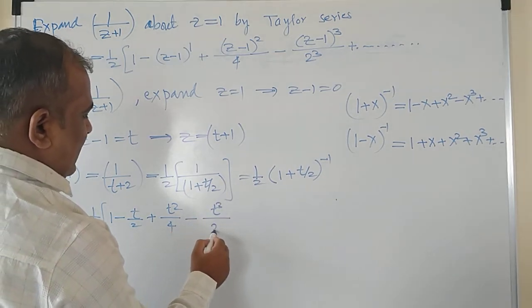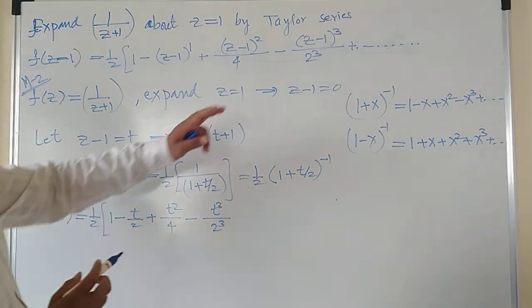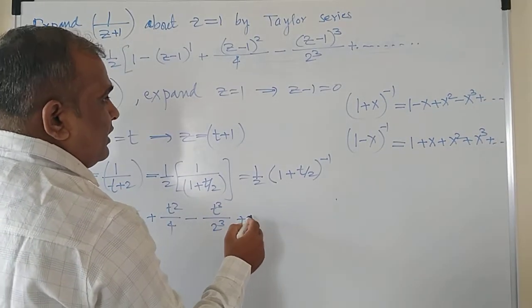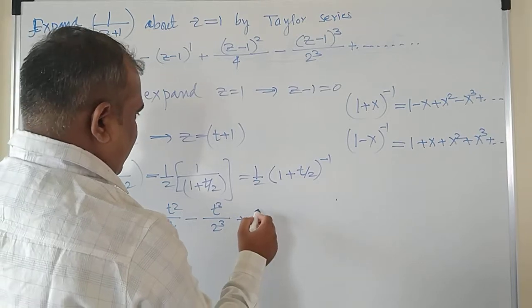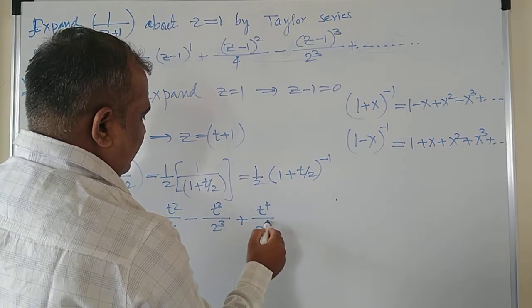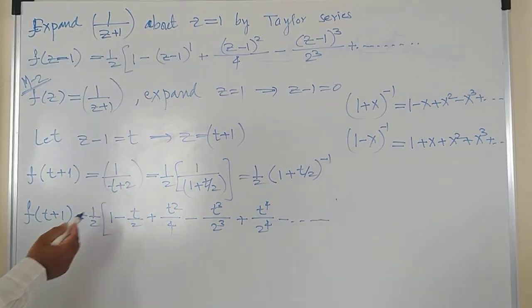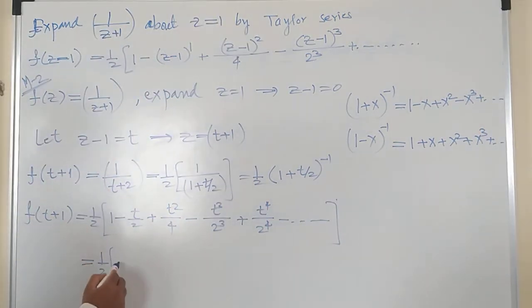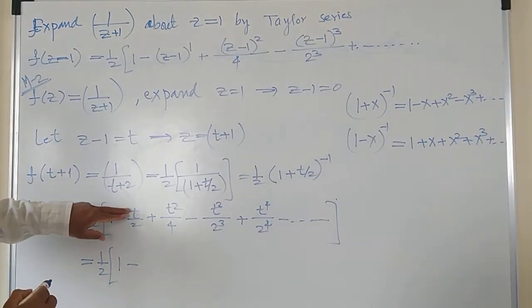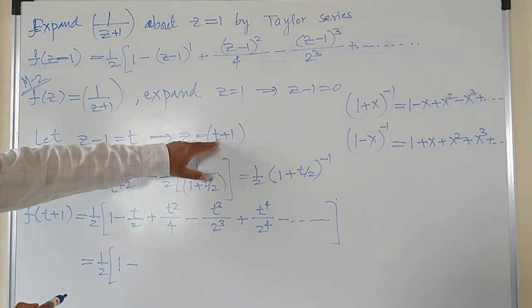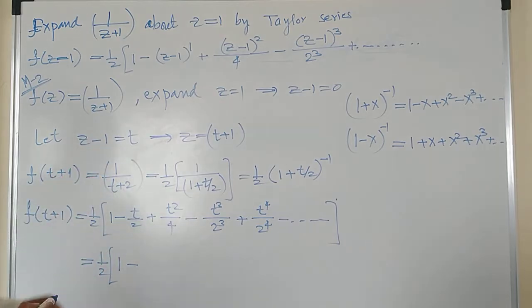I will write 2 cube as it is, because here we are having 2 cube only, right? So next term you can write plus x raised to power 4, that means t by 2 raised to power 4, so t raised to power 4 over 2 raised to power 4, minus dot dot dot, right? So now this will give you 1/2 times 1 minus, now put your substitution. t is equal to z minus 1. z is equal to t plus 1, no? So t is equal to z minus 1, right? Put it again here. So you will get z minus 1, no?